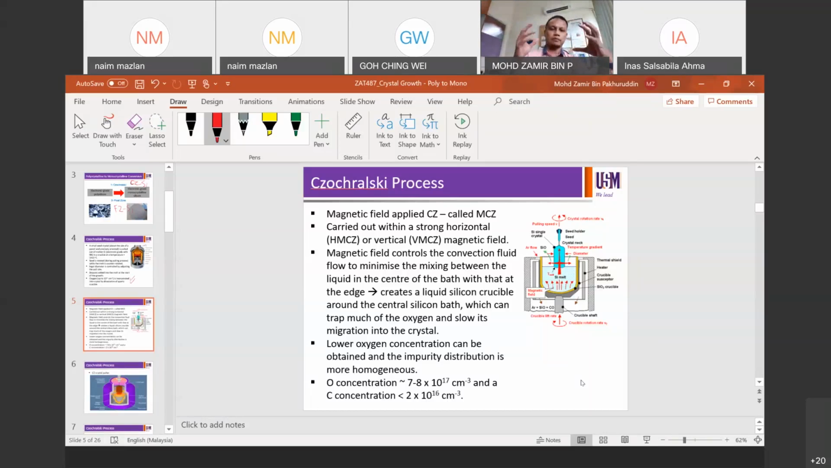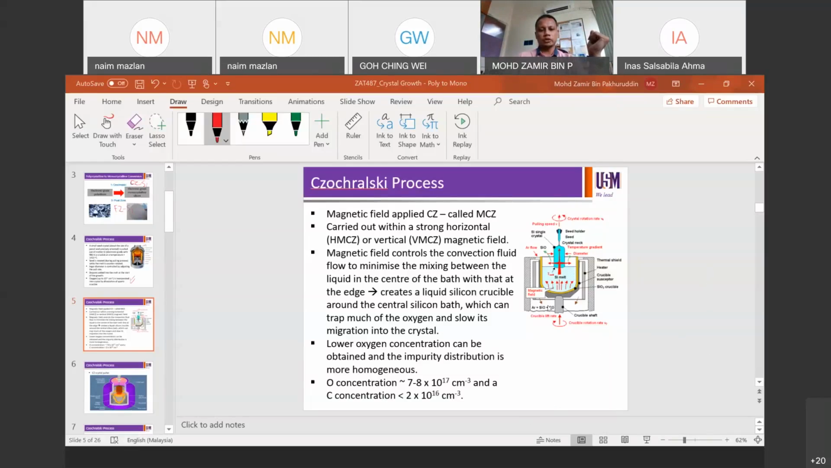The one at the edge, where you have a crucible like a pond, normally contains the impurities, because you use it many times, and then there will be out-diffusion of certain materials from the walls into the melt, and these will be unintended impurities in the silicon ingot. So we want to minimize that by having MCZ. It will create a liquid silicon crucible around the central silicon bath. It will also help to trap oxygen and slow its migration into the crystal. Thereby we're going to end up with lower incorporation of oxygen in the melt.